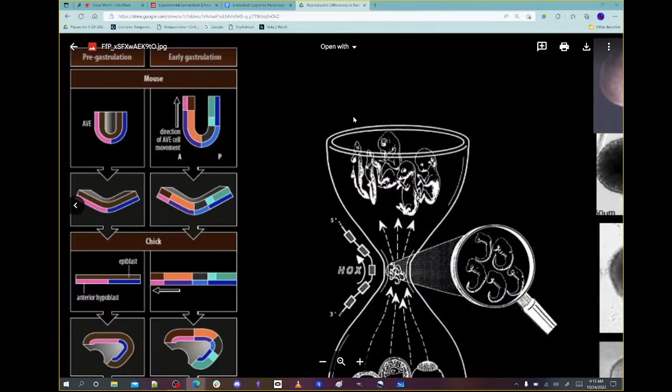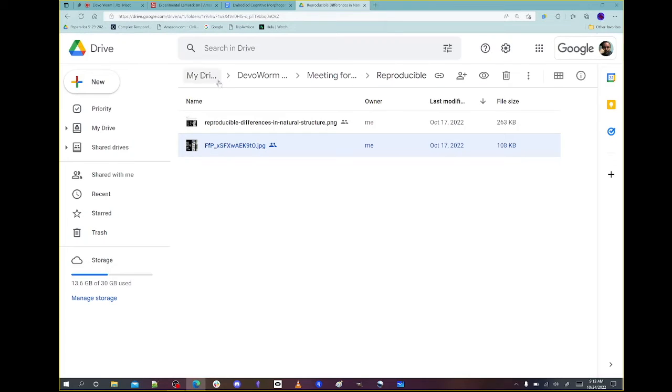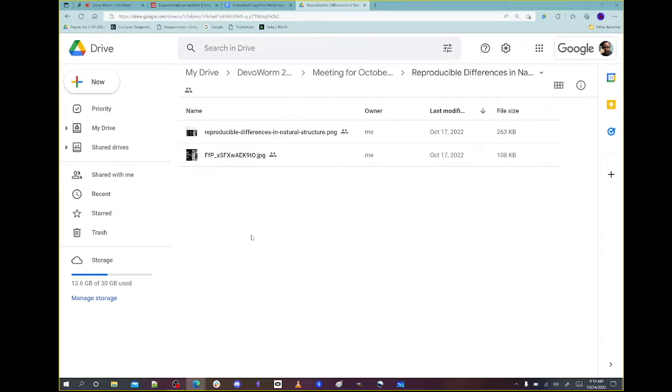And then this, I guess, yeah. Oh, Bradley, was there any way of getting some crude differentiation tree for those different gastrulations and see if they're similar or not? Yeah, I guess we could.